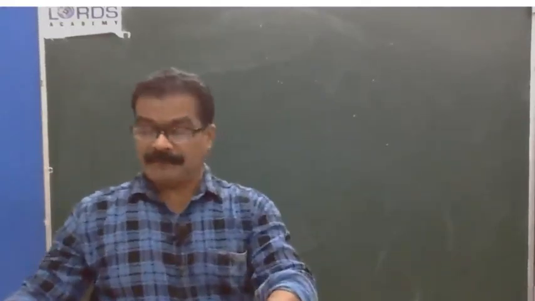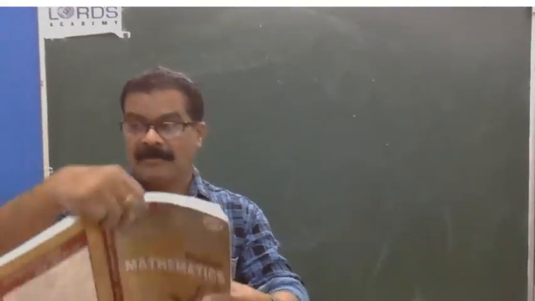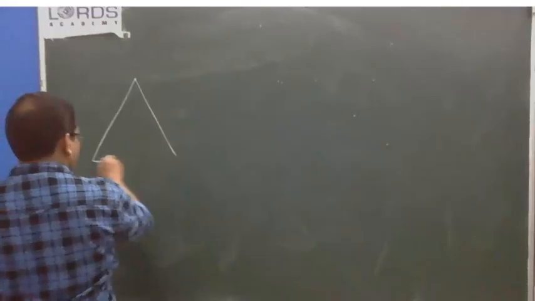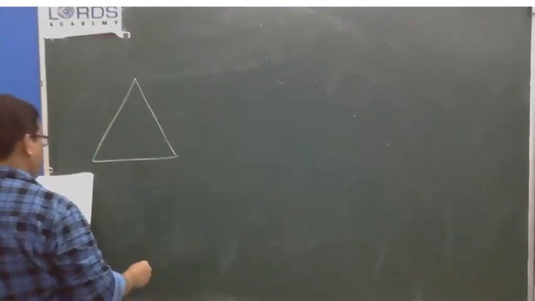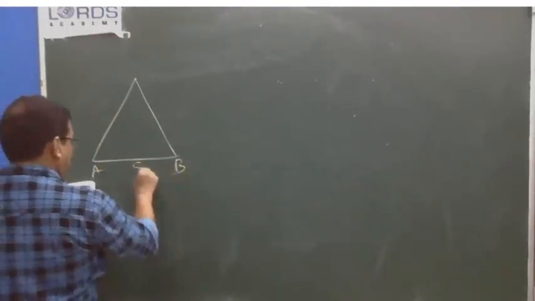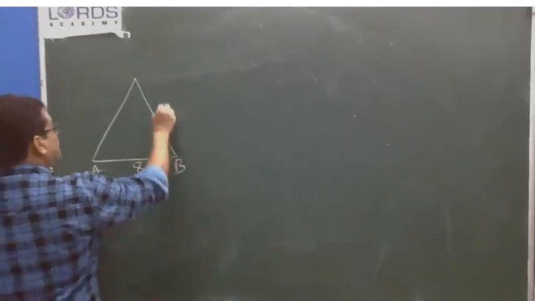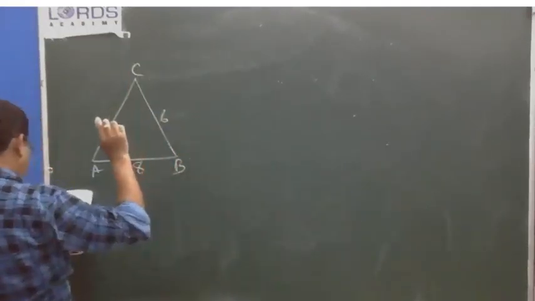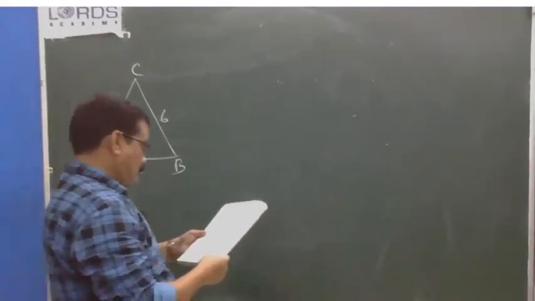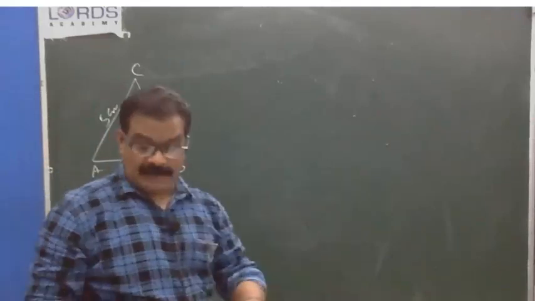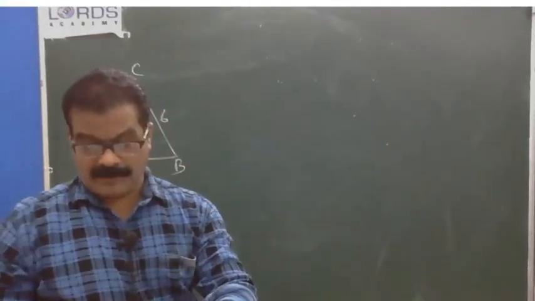Question number 12. First of all, you draw the triangle ABC. Triangle ABC: AB is equal to 8, BC 6, and CA 5 centimeter. Find its incenter.